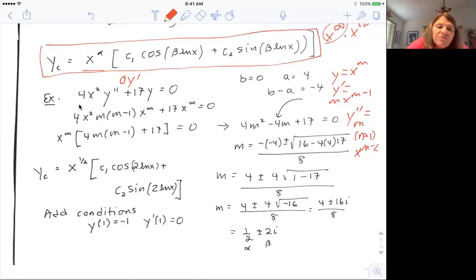A, the constant coefficient on y double prime, was 4. We knew that in the characteristic equation, the second term right here ended up being b minus a. So it's 0 minus 4, and we got a minus 4m. Don't have to plug this in all the time. Okay, is everybody okay with that? So if you have a second order Cauchy-Euler, you can use that rule.